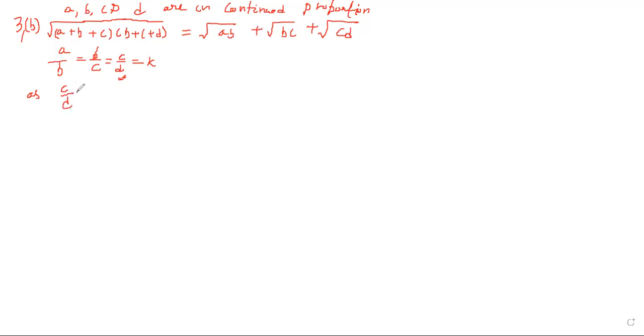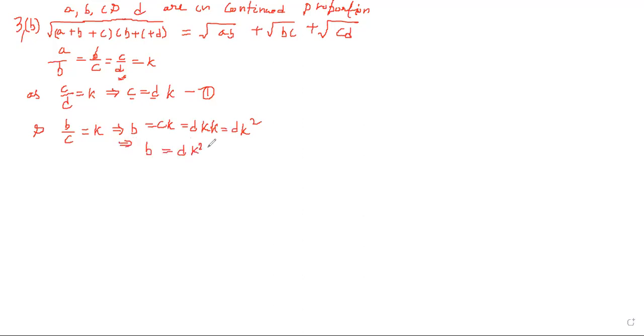As C by D equals to K, on cross multiplying, it gives C equals to DK. We take it as equation number 1. And the second ratio, B by C equals to K, it implies B equals to CK, and as C equals to DK, so when we substitute DK in place of C, it is DK into K, that is DK square, means the final equation is B equals to DK square, which is equation number 2.